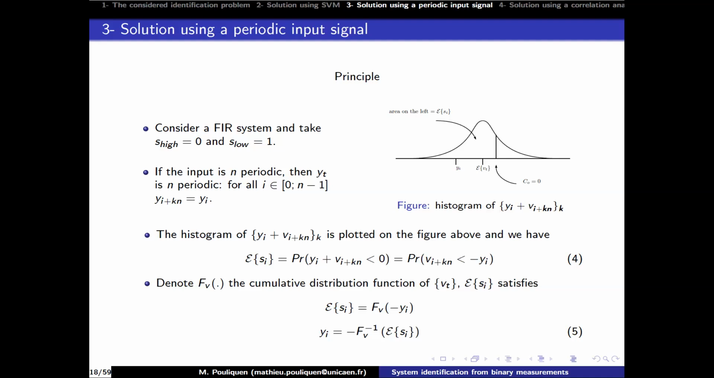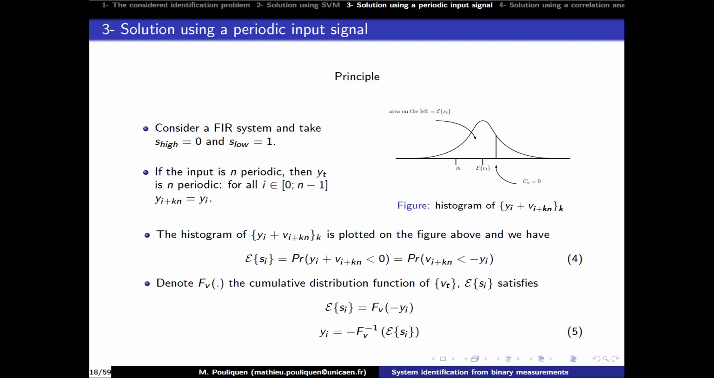In equation 4, on the left, something we can estimate. On the right, yi, something we want to estimate. And if we know the cumulative distribution function, if its inverse exists and is known, we can see in equation 5 that if we know the expected value of S, we can obtain the real output.